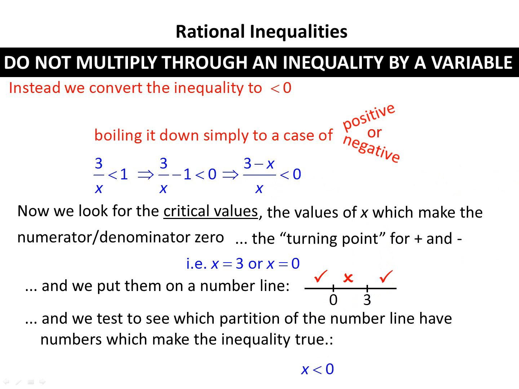So therefore, we can say to make it true, x must be less than 0 or x must be greater than 3. It can't be equal to 3 because this started as saying less than. If it was less than or equal to 1, I would have had or equal to for the 3.